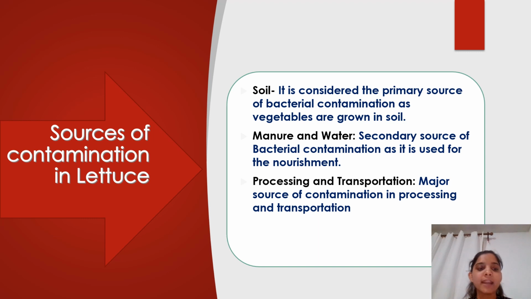In the third slide, I am going to talk about the sources of contamination in lettuce. The primary source of contamination is soil, as the vegetables are grown in soil. The secondary source of contamination is manure and water, as it is required for the nourishment of the vegetable. And the last is the processing and transportation, from which bacterial contamination occurs.